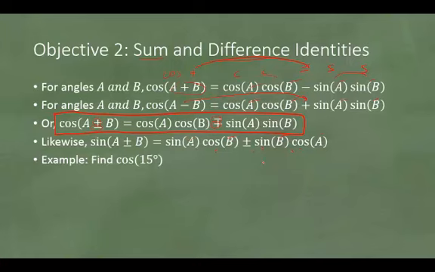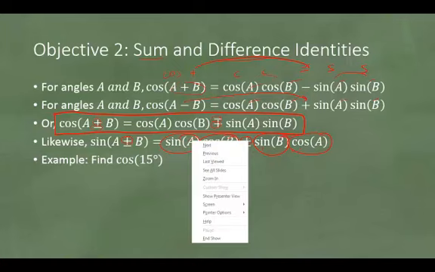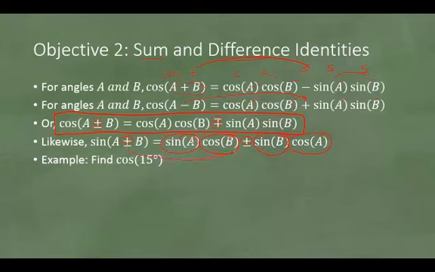Right? Sine of A here, cosine of A there. Cosine of B there, sine of B there. And notice that this plus stays with the plus this time. If we're adding with sine, then we're adding on the other side. Here, if we're subtracting, then we're subtracting.